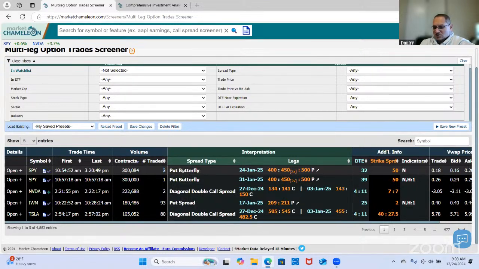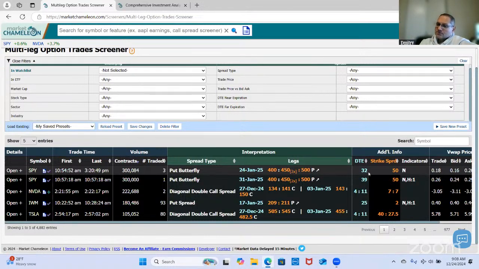We interpreted this as a put butterfly. It was on the January 24th, 2025 expiration, and it was the 400, 450, 500 put butterfly spread. So you could see here, put butterfly, 3 legs. So the ratio would be 1/2/1, right? That's how the put butterfly looks.